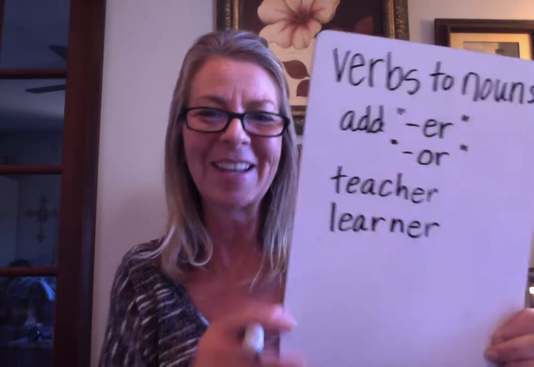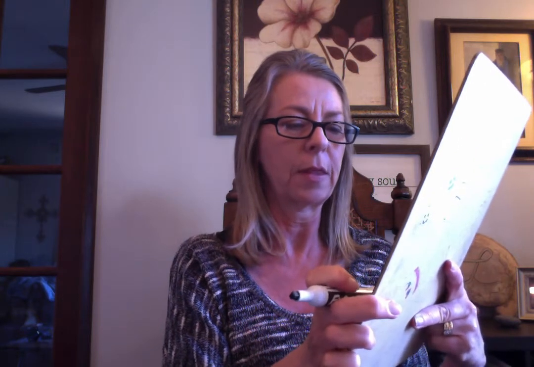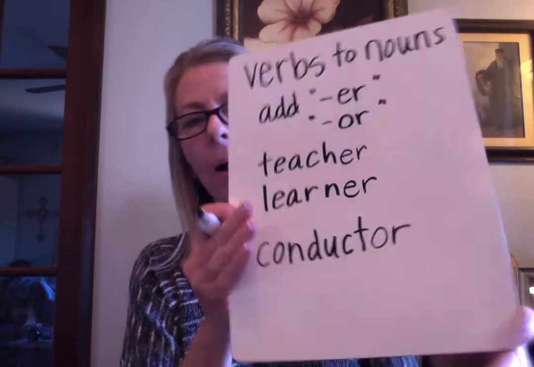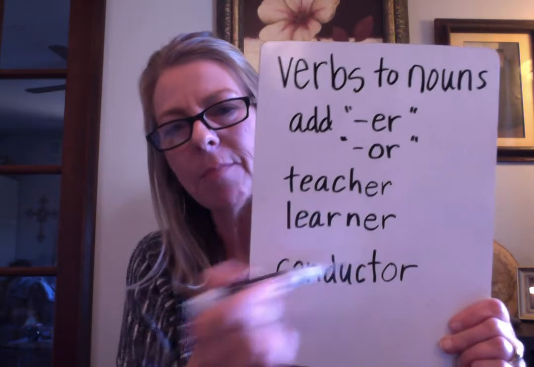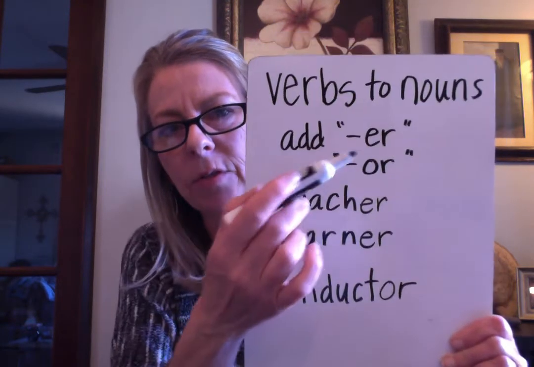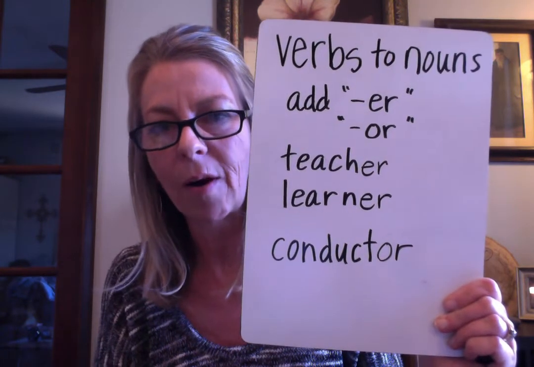Okay, so that's pretty easy, right? So let me just show you one with the OR. So let's say we have, remember when we were talking about the Underground Railroad and the person that would conduct the escaping slaves, they were called the conductor, right? So we put an OR on the end, okay? I would say most of our verbs to noun using this suffix takes the ER, but there are some words that take an OR on the end.